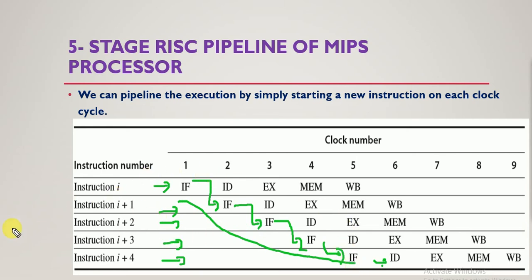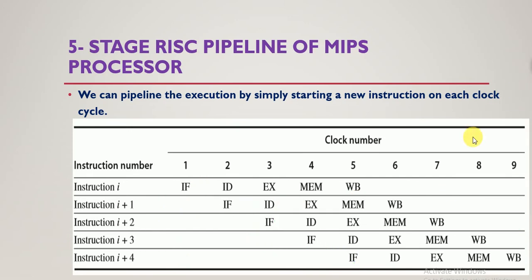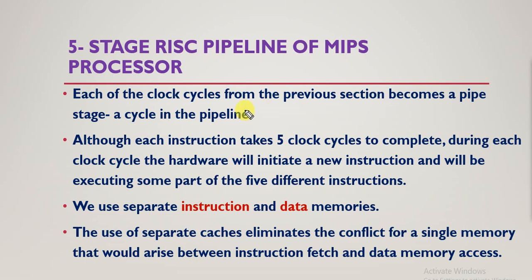So instructions arrive at one end, as I was mentioning before, and exit at the other end, forming a pipeline. We have different pipe stages, from the first stage to the second, third, fourth, and fifth stage. So we have a total of 5 stages in this pipeline architecture. Although each instruction takes 5 clock cycles to complete, during each clock cycle the hardware initiates a new instruction and executes some part of 5 different instructions.